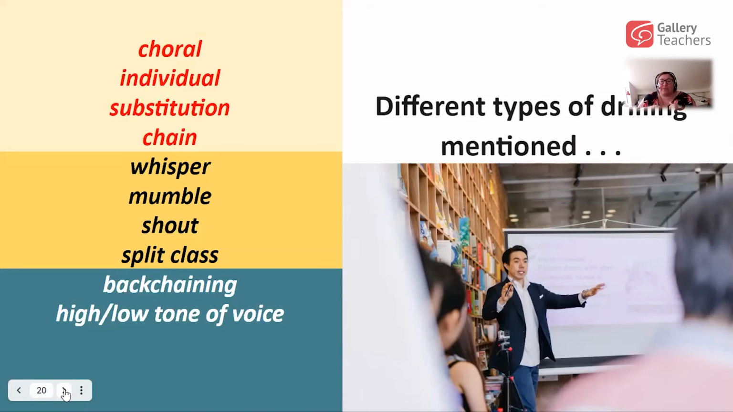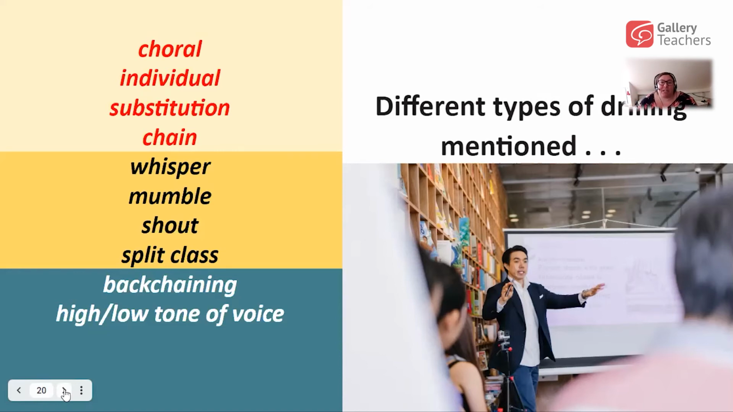Substitution, we've seen examples of, and then chain drilling, so the students asking each other as they go along through the room. Whispering drilling, so you can do it really quietly, or mumbling drilling, so you can try to make it really difficult to understand. You can do shouting drilling, and then you can split the class. So I sometimes do, because I work with adults, over 30s, under 30s, or you can do all the women, all the boys. So you can do split class activities like that.